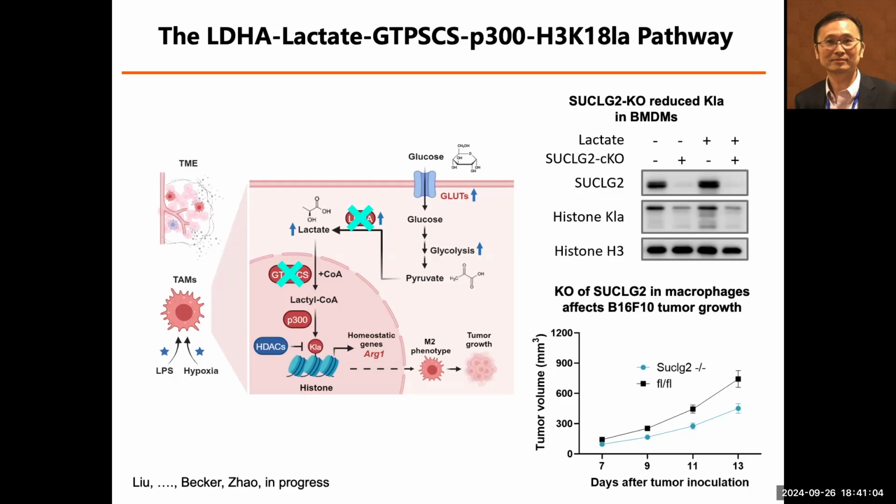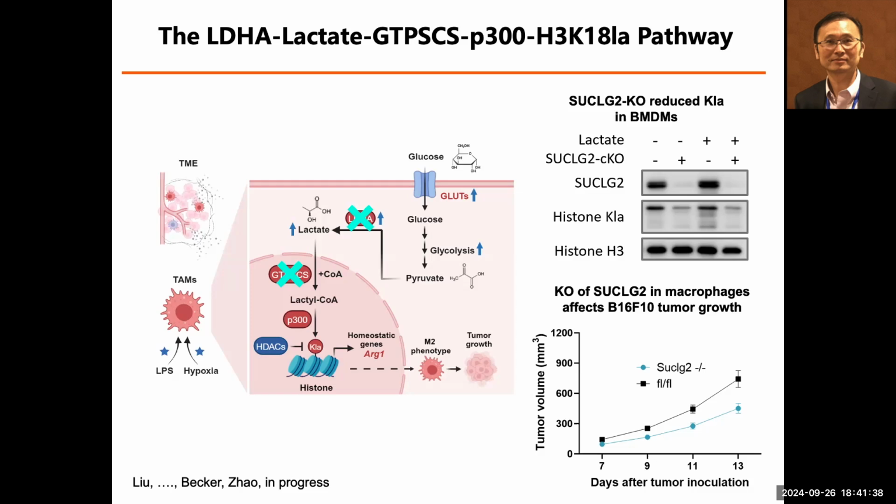So we did conditional knockout. We did the cell type specific knockout of GTP-SCS G2. And my next door neighbor, my collaborator Lev Baker, knocked out LDHA. So we knocked out these two genes not only in cancer cells, but also in macrophages. From our two labs, our data clearly show that these two genes are in the same pathway.